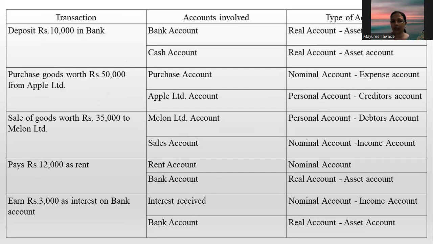Then it pays rupees 12,000 as rent. So in this context, rent is a nominal account and bank account is the real account, which is an asset account. So you need to apply where I have written real account, nominal account, personal account. You have to apply the rule there.